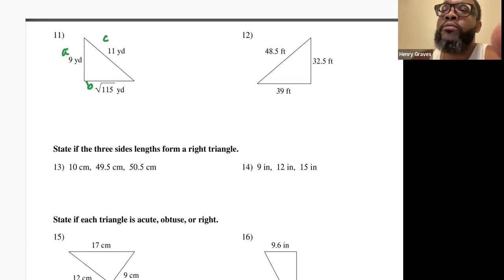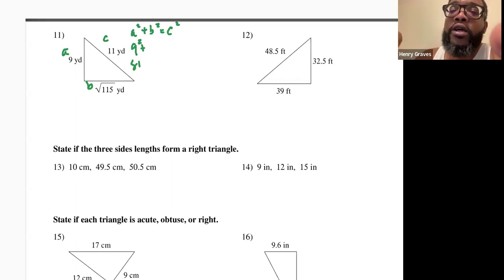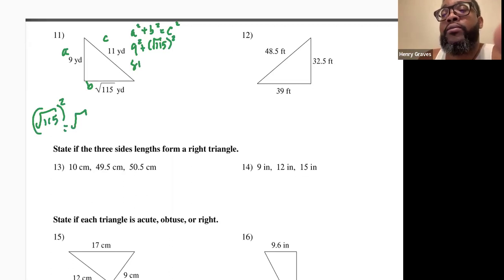So with my formula, I'm trying to prove this is actually true, right? So this will be 9 squared, which is 81. The B is the square root of 115 to the second power. So if I do 115 to the second power, that means I'm doing the square root of 115 times square root of 115, which is 115. And C is 11 squared, which is going to be 121.